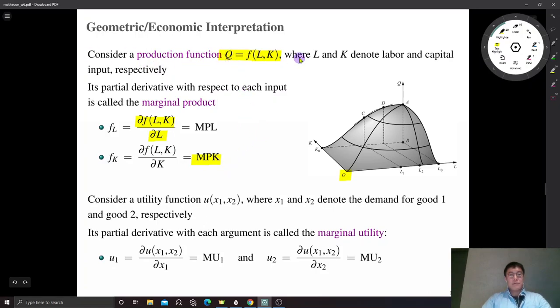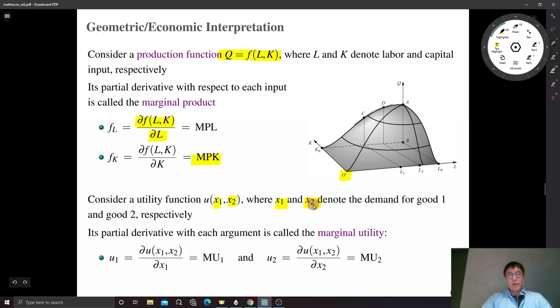Right? So, when we analyze firms' behavior, we start with some production function, and its partial derivative with respect to each input has some economic meaning. Okay? MPL or MPK. And for analysis of the consumer, we start with a utility function. So the consumer can choose good 1 or good 2. So here x1 and x2 are choice variables for the consumer. Okay? So x1 stands for demand for good 1 and x2 demand for good 2. Okay? So once again, these are choice variables.